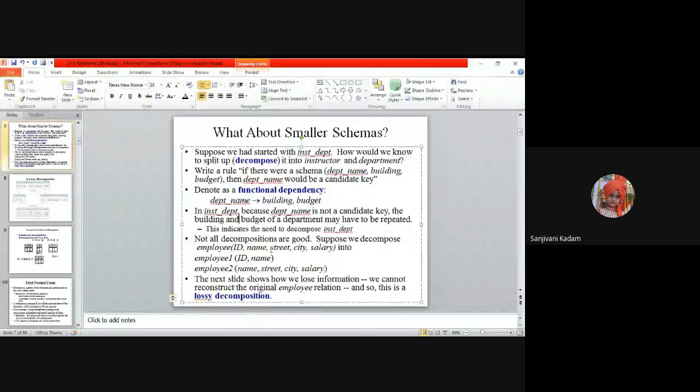So not all decompositions are good. Suppose we decompose this relation, employee ID, name, street, city, and salary, into employee one, that is ID and name, and another relation employee two with name, street, city, and salary. Let us see how this can be harmful. If we are unable to get the same relation as the previous one, this decomposition is always called a lossy decomposition. So this one is the example.